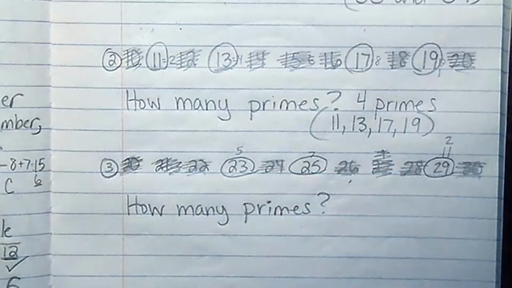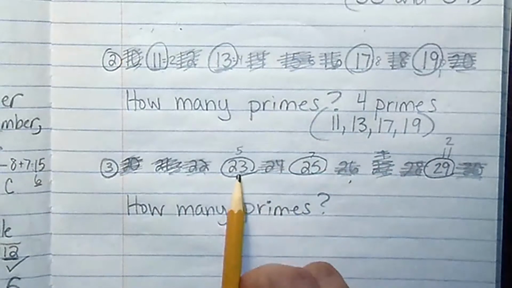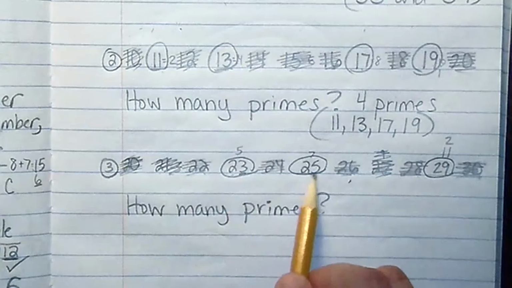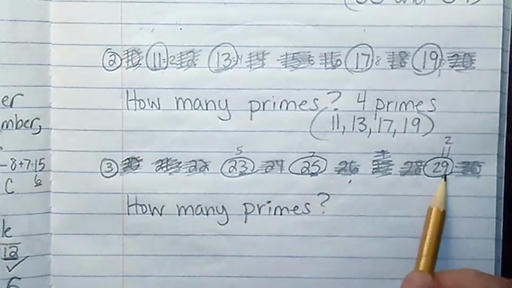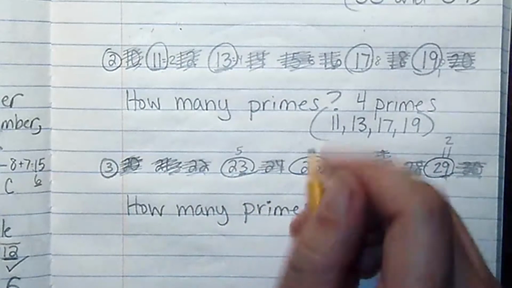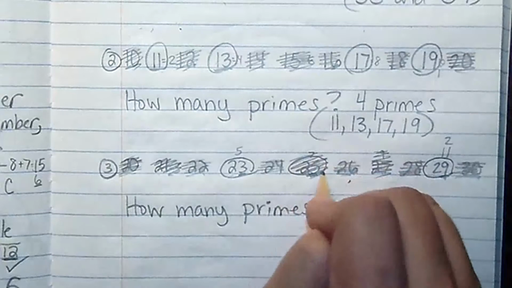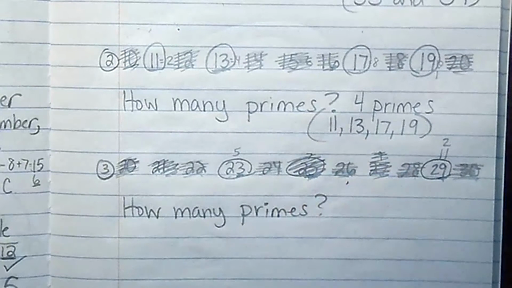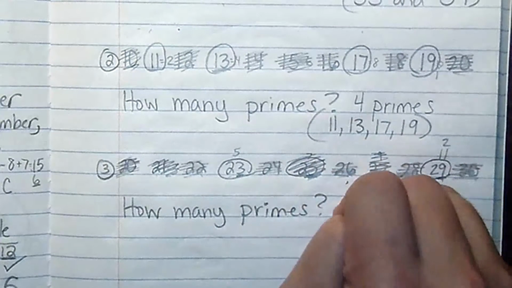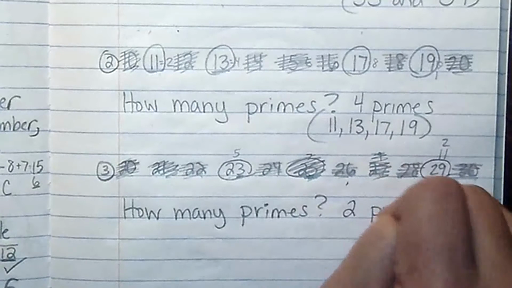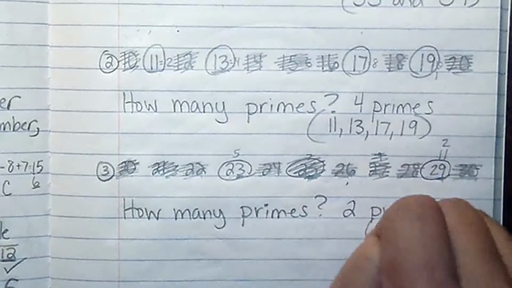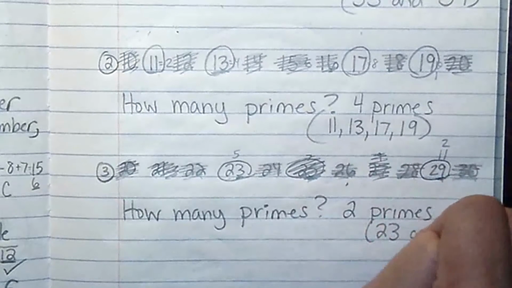The 5 rule says if the number ends in 0 or 5. 0 or 5? No. 0 or 5? Yes. 0 or 5? No. So this one we can cross off. It ended with a 5, so I know 5 would be in its rainbow. So how many primes do I have? 2 primes. And my primes are 23 and 29.